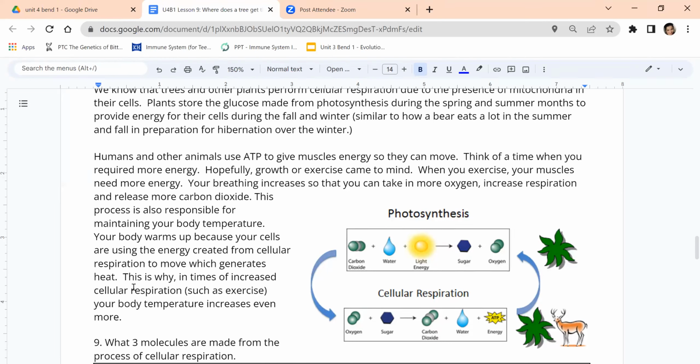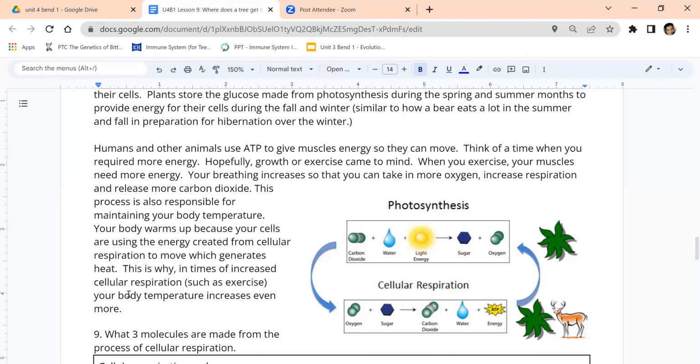Since we're taking in more oxygen because we're breathing more, we're also releasing more carbon dioxide. So this process of breathing in oxygen and releasing carbon dioxide is part of cellular respiration. It is responsible for helping us move. It also is responsible for helping us maintain our internal body temperature. Remember, we talked about homeostasis, and our body likes to stay at a stable internal body temperature. And so these two processes are involved in that.